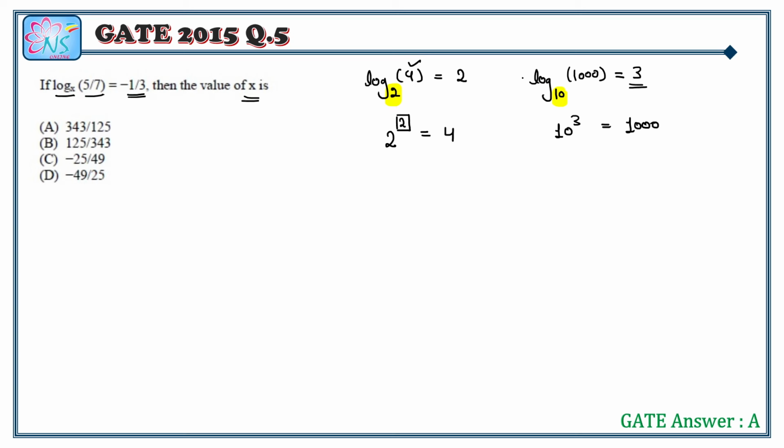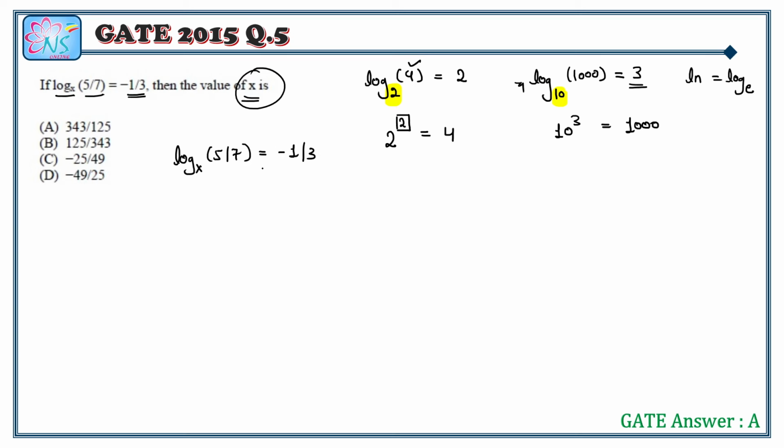The log which you use in your calculator has a base of 10, but you can also use log with a different base. Then we have the natural log, ln, which has a base of the exponential e, with a value of about 2.7. Now you get the idea of how log works. Now we have to find the value of x. Here they have given us log base x of 5 by 7 equals minus 1 by 3.